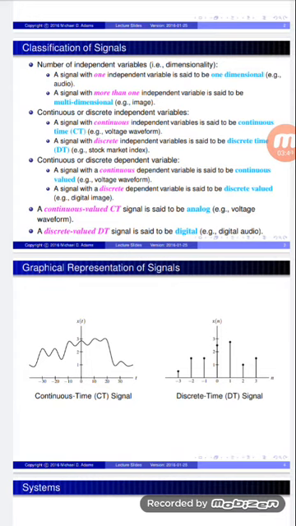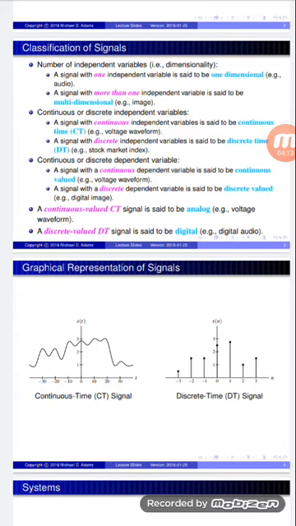Number of independent variables. In this, a signal with one independent variable is said to be one dimensional. That means a single discrete signal.